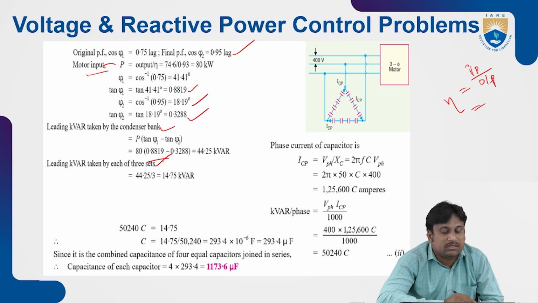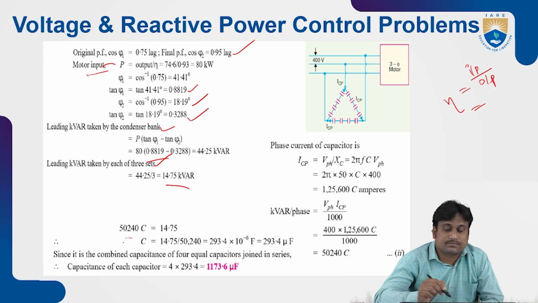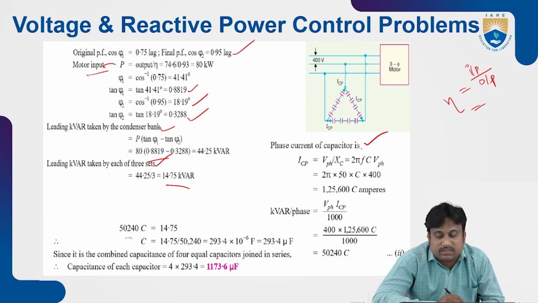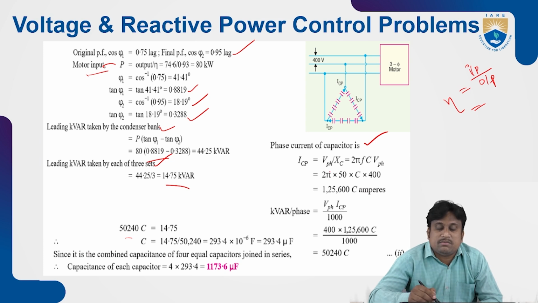So the leading kVAR taken by each of the three sets becomes 44.25 by 3, that is 14.75 kVAR. With this consideration, the phase current of the capacitor is calculated as I_CP equals phase voltage by capacitor reactance, that is 2 pi f C V phase, where f means 50 Hz.